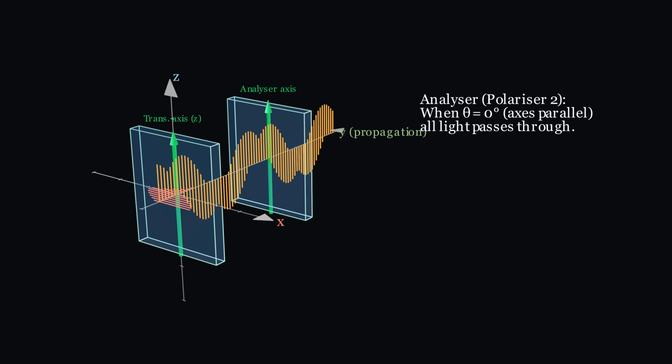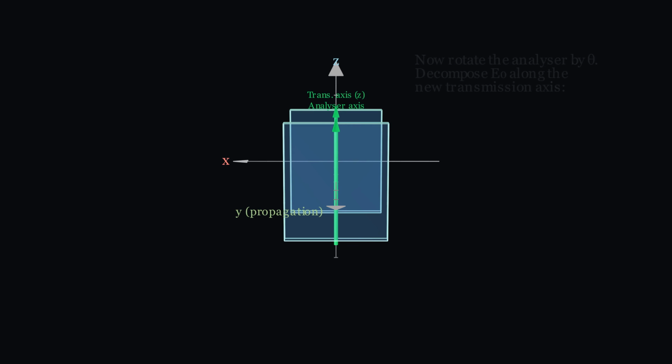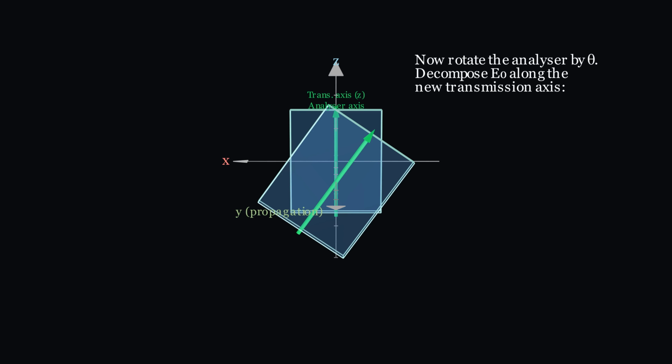We now view the Analyser end-on, and rotate it by an angle θ. Rotate the Analyser by 35 degrees. The incident field E0 splits into a parallel component E0 cosine θ that is transmitted, and a perpendicular component E0 sin θ that is blocked.